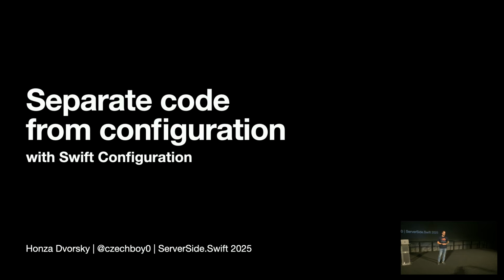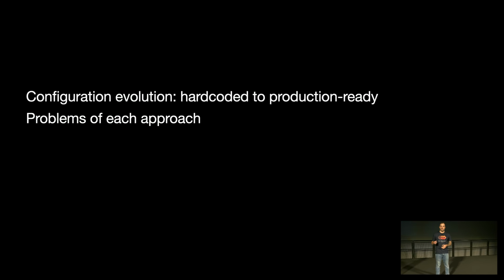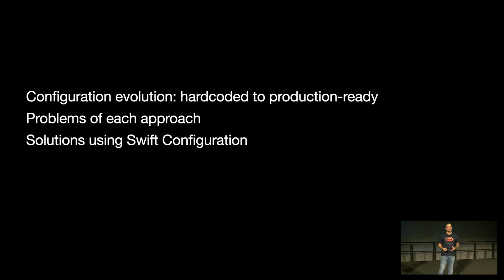Thank you, Daniel. Today, I'd like to show you how to simplify configuring your server apps and libraries using a new package we recently open sourced called Swift Configuration. We'll follow a simple to-do app through its configuration evolution, from hard-coded values to production ready. We'll explore the problems at each stage, and then we'll dive into Swift configuration and how it can help solve these problems for the ecosystem.